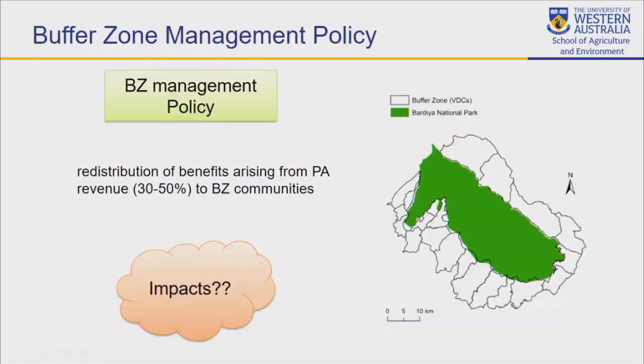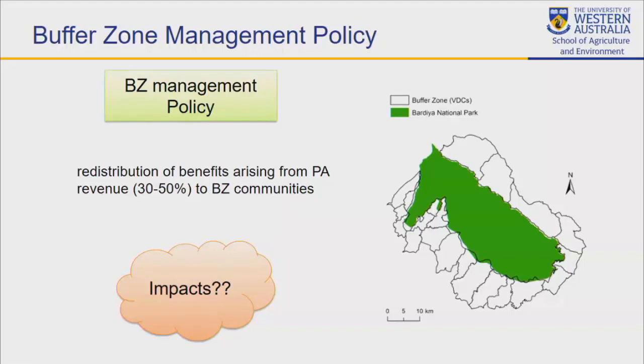Here is one example, Bardia National Park, which is also one of our study sites. This is the core protected area, and this white part represents the buffer zone in Bardia National Park. This provision of the buffer zone brought a major shift in the governance system of Nepal's protected areas, from a very human-centered approach to a balanced human and wildlife-centered approach.